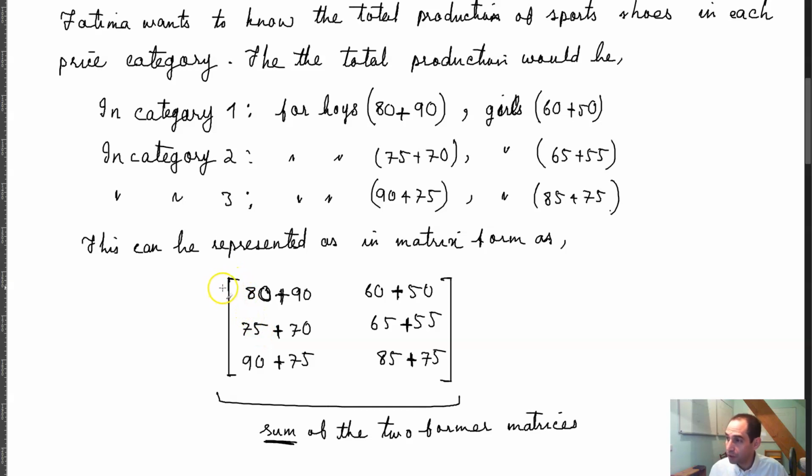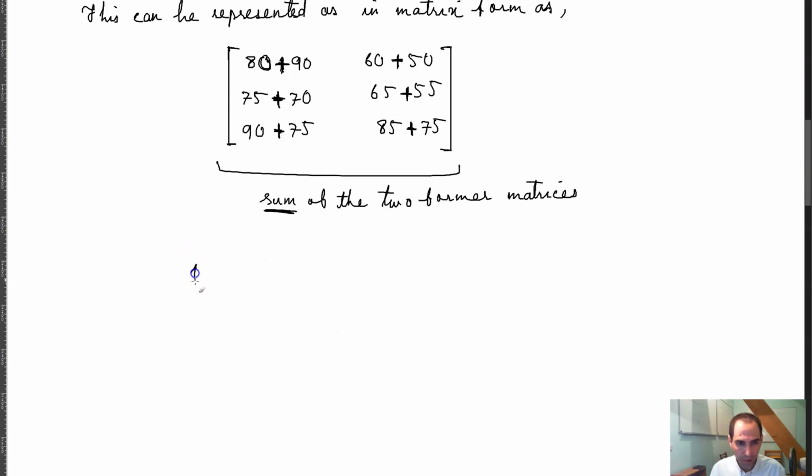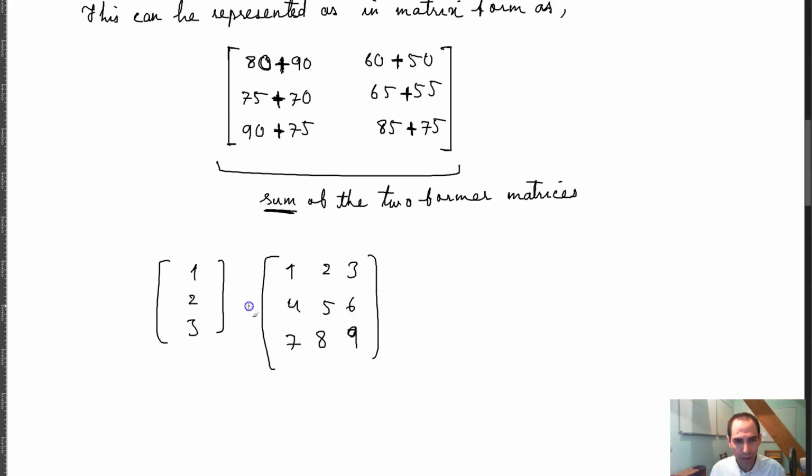Furthermore, the two matrices have to be of the same order. Of course, if the two matrices are not of the same order, then you wouldn't know what to do. You would just get confused, because addition would simply not be possible. Suppose that I write 1, 2, 3, and I want to add it to 4, 5, 6, 7, 8, 9, right?